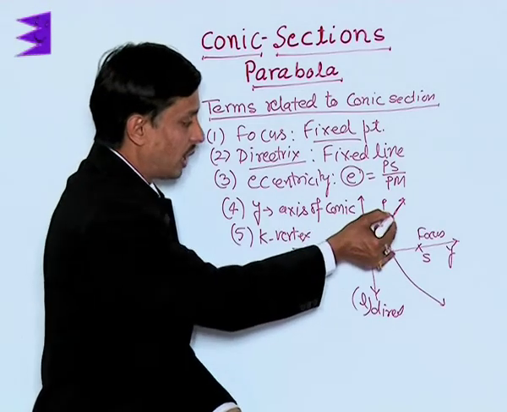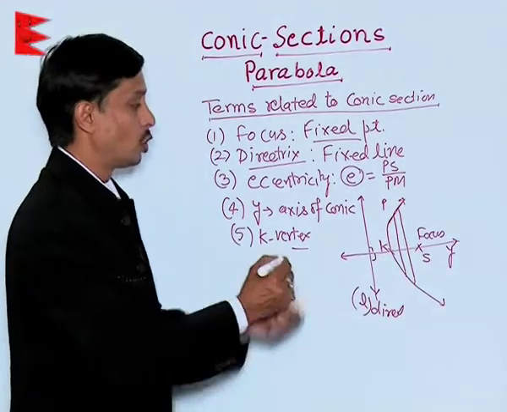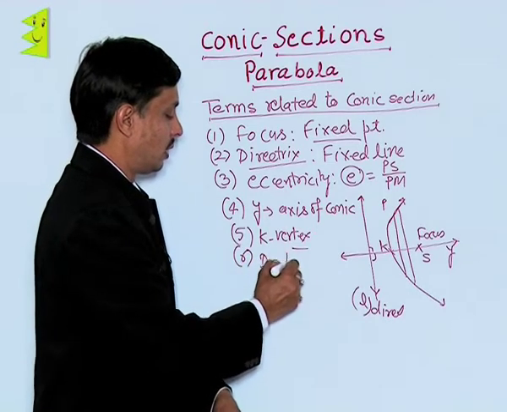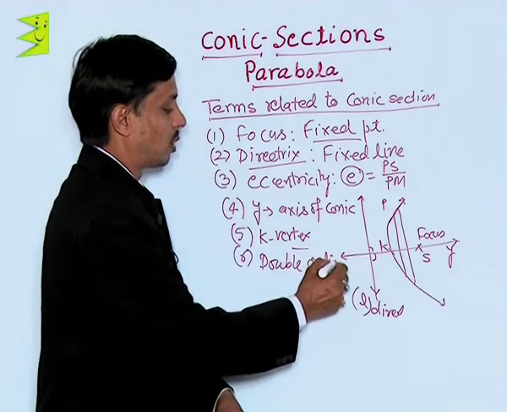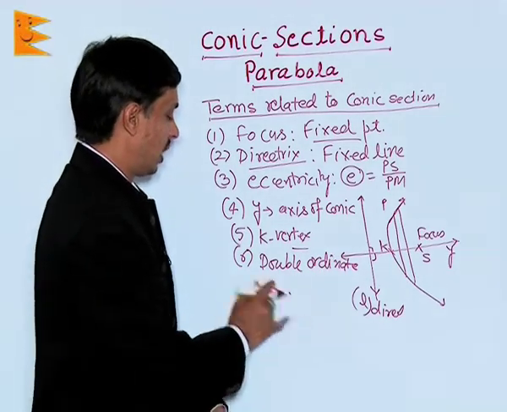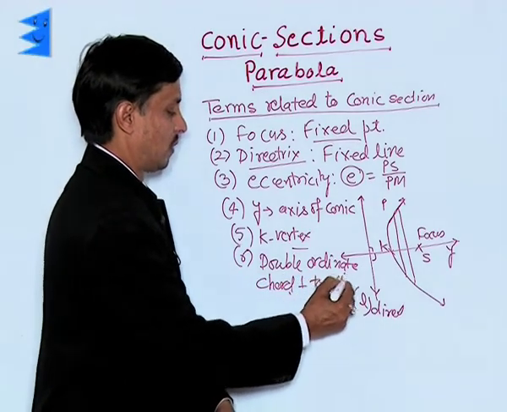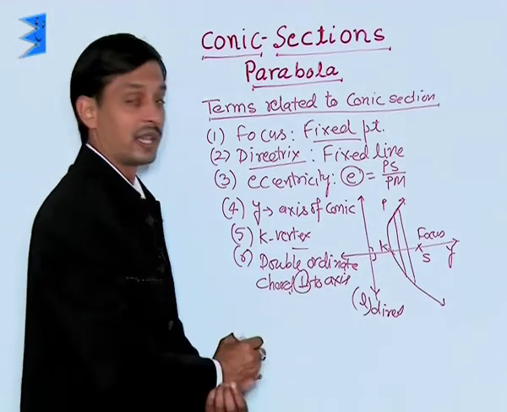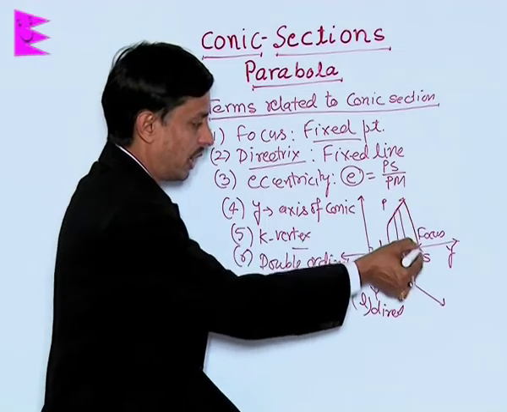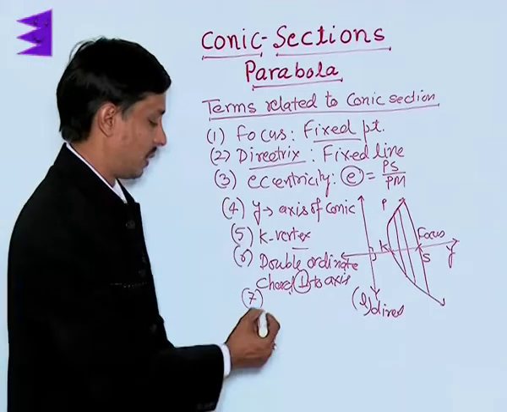Now any chord which is perpendicular to the axis is known as a double ordinate. I am telling you what is the double ordinate. The double ordinate is a chord perpendicular to the axis. Now if any double ordinate passes through focus, it is known as latus rectum.